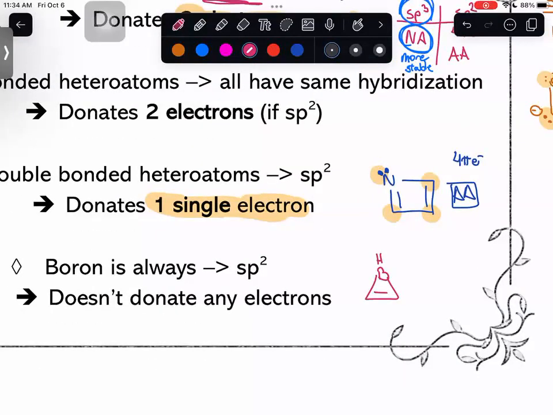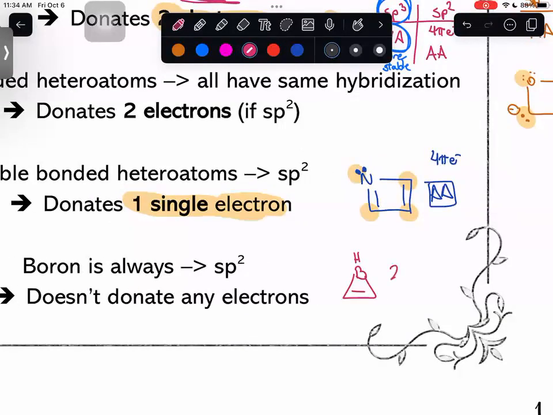Now, everything is sp2. How many pi electrons in total do we see? Just 2. Boron doesn't give you anything. So boron is technically going to be like a little carbocation. It doesn't contribute anything. So that's a total of 2 pi electrons. Is that following Huckel's or the anti rule? It's following Huckel's rule, which means that it's aromatic.